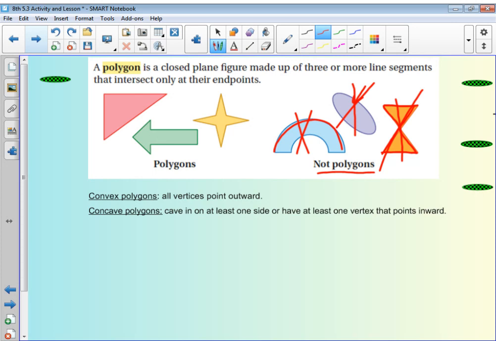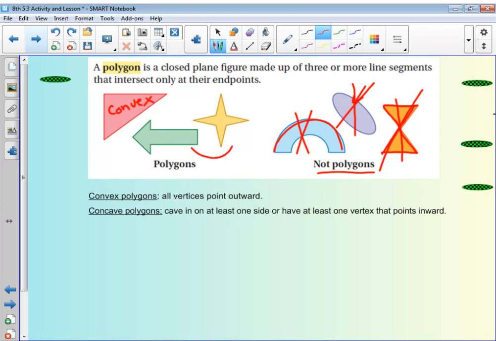Okay, we also reviewed in our activity what a convex polygon is and a concave. And convex is where you're going to have all of your vertices actually point outward. A concave polygon is going to cave in on at least one of the sides and have at least one vertex that is going to point inward. So for example, this would be a convex because all of them point out.